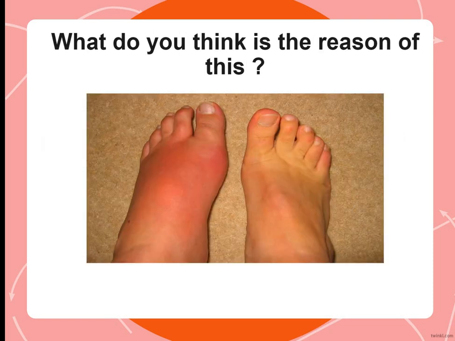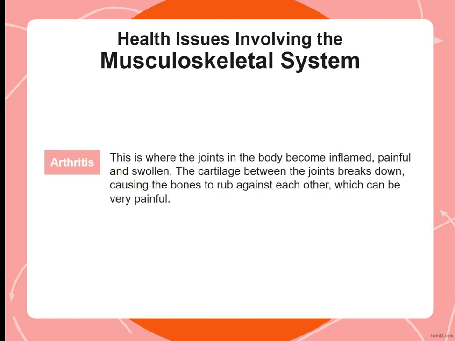If you look here at this picture, I have one leg red, hot, and swollen compared to the other one. This is arthritis. Anything that ends with itis is inflammation. So here the leg is inflamed. This is where the joints in the body become inflamed, painful, and swollen. The cartilage that's found between the bones breaks down, so the bones will rub against each other, and this is so painful. This is arthritis. So I have inflammation in the joints.